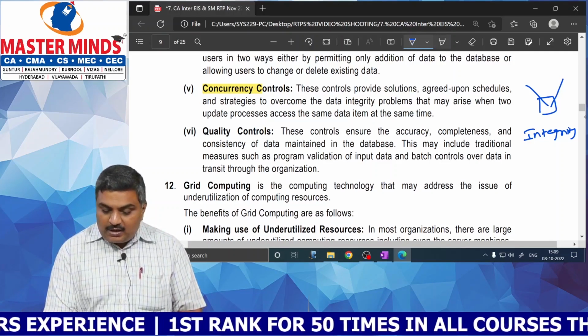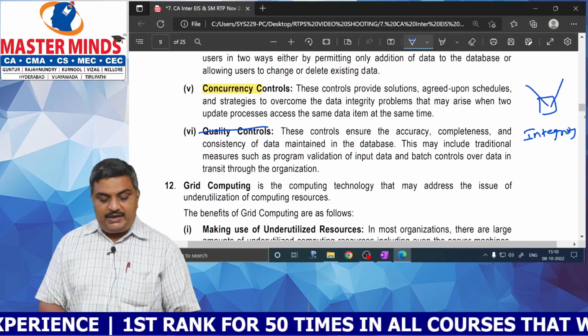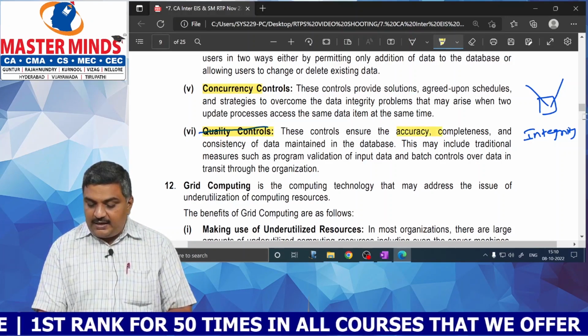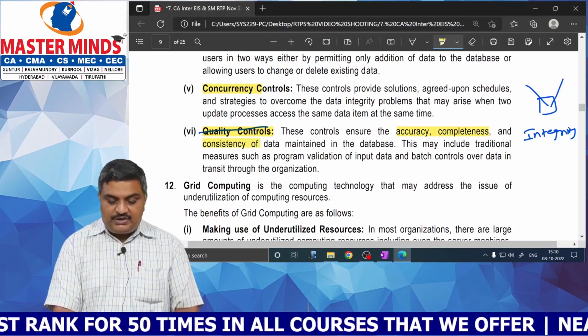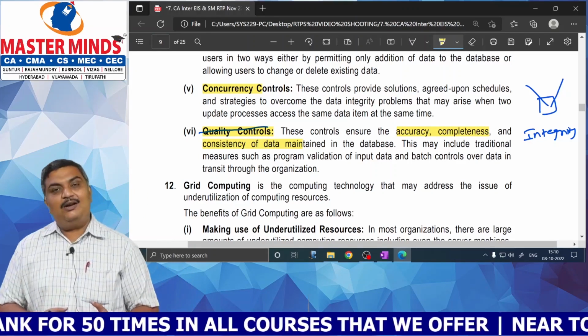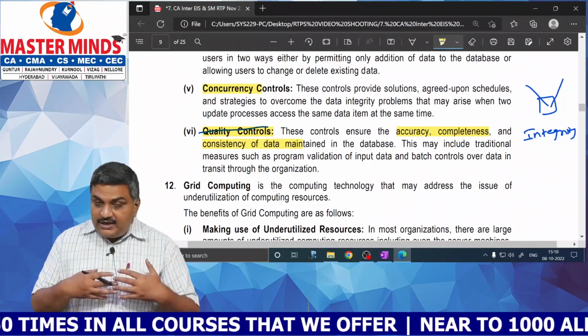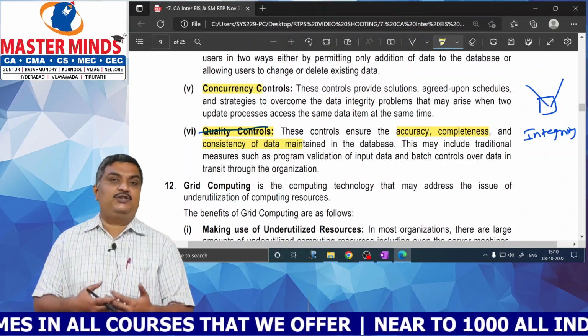And the last one, quality controls. Quality controls means what? You need to have accuracy, completeness of the data, consistency of the data. You need to maintain all these things in the data. Your data needs to be accurate. Your data needs to be complete. Your data needs to be consistent.